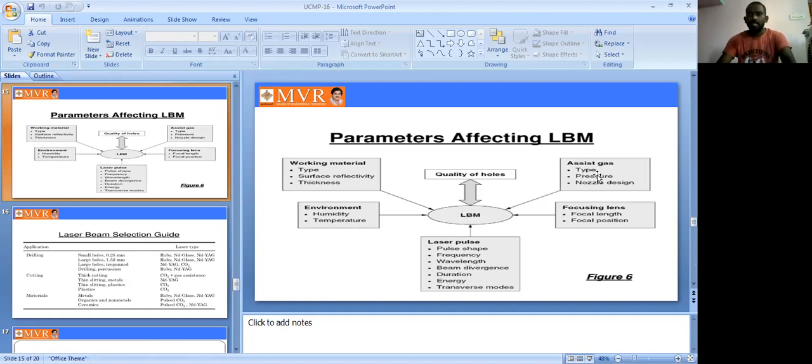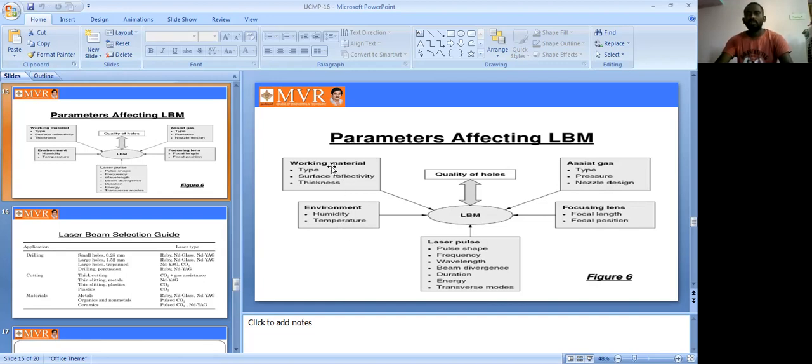Next is the assist gas. Gas is also very important: type, pressure and nozzle design also affect the laser beam machining process. Then the focusing lens, focal length and focal position. When the focal position or focal length is not good, the machining is automatically not good. So this is very important. Environment is also very important, humidity and temperature. Based on these conditions we can machine the workpiece.